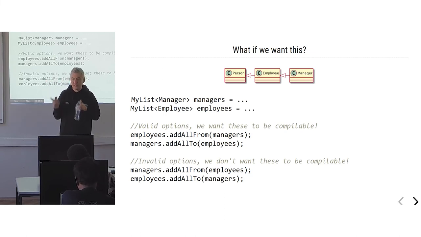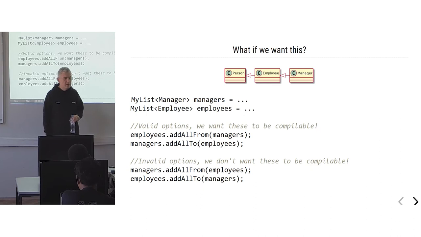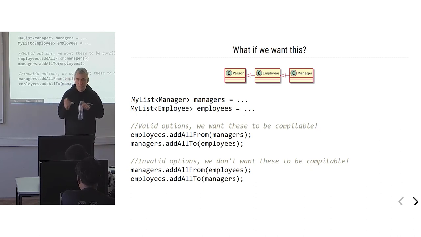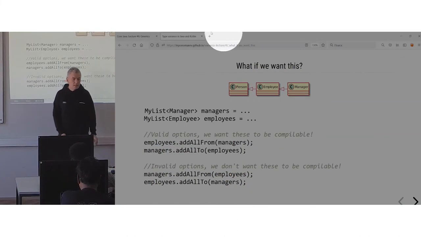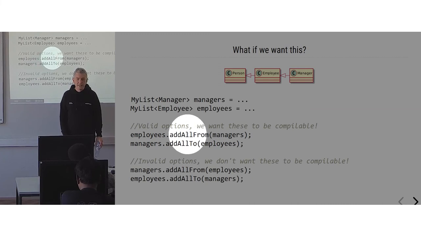All right. We have 30 minutes left, and in these 30 minutes, still plenty of things to talk about. What if we want this? Imagine we have MyList. I intentionally called it MyList so that we don't mix it with a list from Java or the Kotlin library. It's just our own implementation of a list of managers and employees, and we want to create convenient methods like addAllFrom and addAllTo. We want to be able to add all from managers to a list of employees, right?